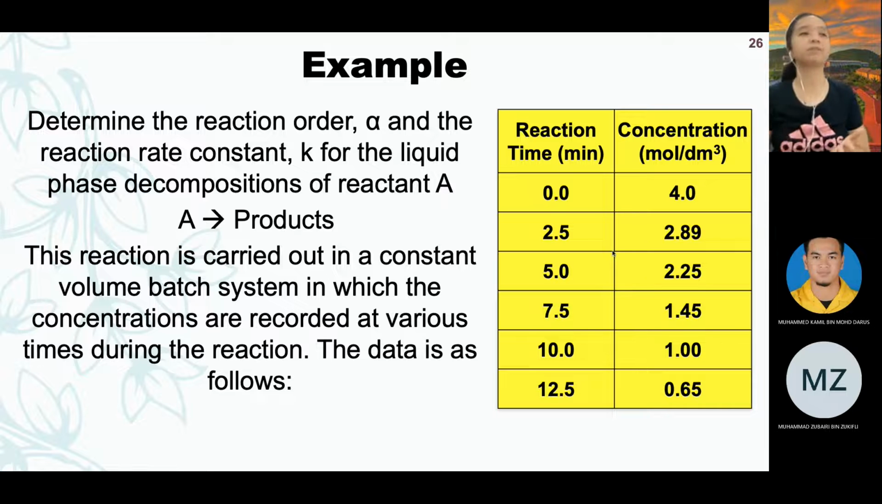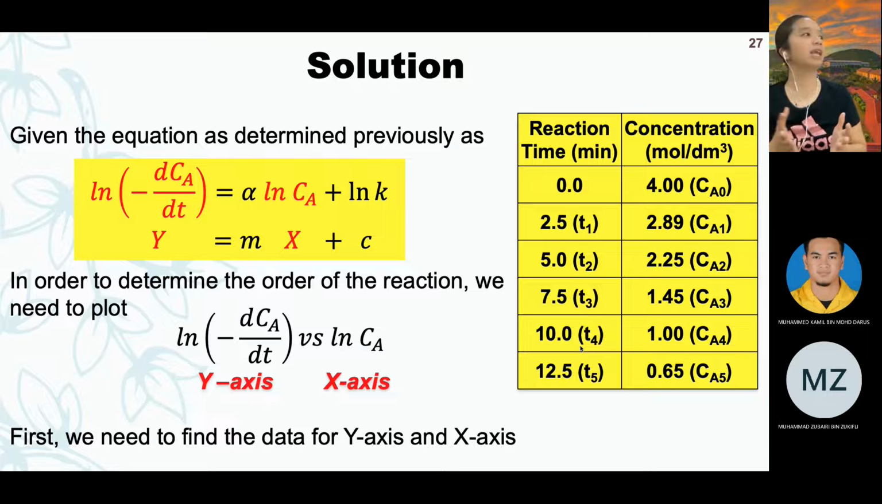Okay, so from this data, I want to find alpha and K using differential method. So first thing, kalau katakan you are given this question, or you have this set of data, you want to find alpha and K. So first step, find first the equation. Sebab kamu kena tahu dulu equation mana, because from the equation, then you will know what you need to find first for y-axis and x-axis. So kalau kamu tak tahu equation dia, kamu tak tahu apa data yang diperlukan untuk paksi Y dan data diperlukan untuk paksi X.